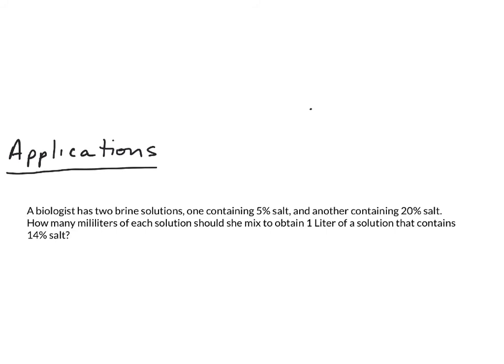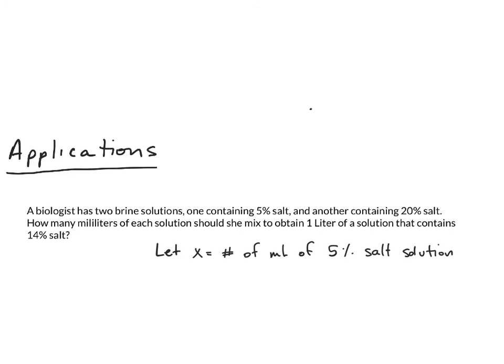salt? One of the first things you do when you're doing any application problem, especially if there is no function or equation or anything like that given, is identify your variables. And since we have two different types of mixtures, I'm going to choose to have two different variables. So let x equal number of milliliters of the 5% salt solution.